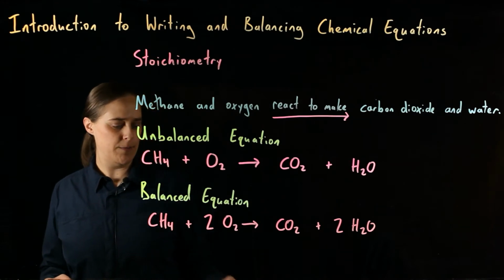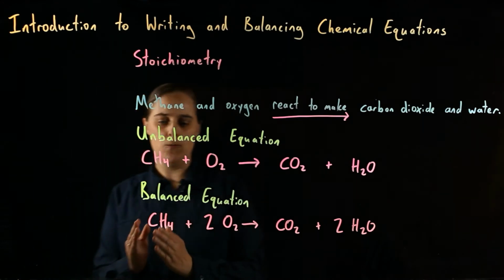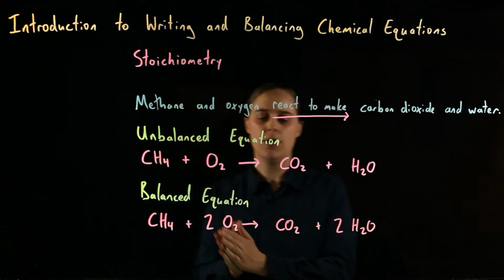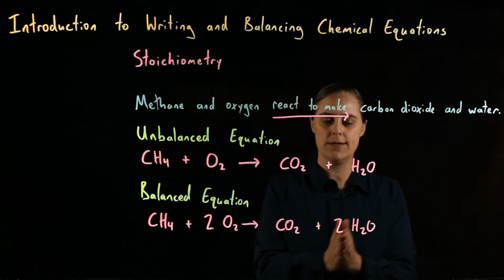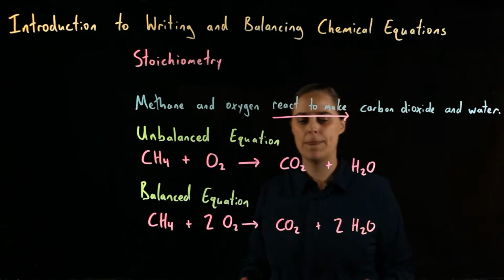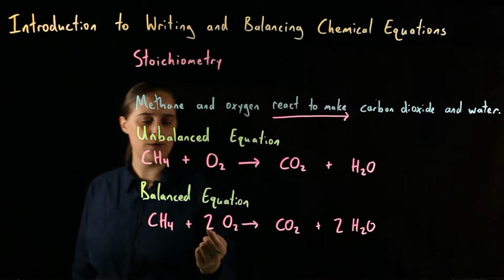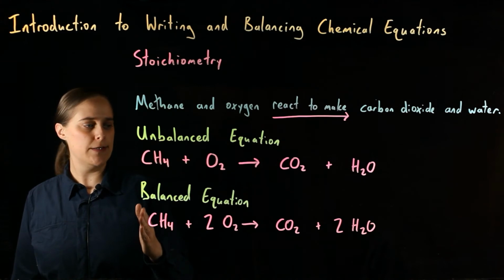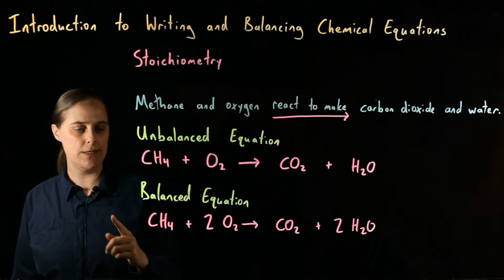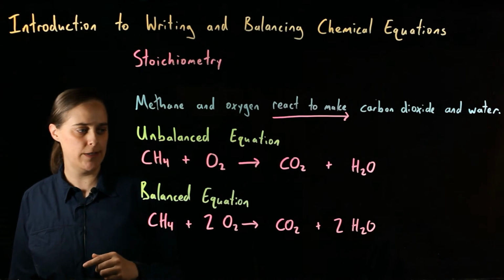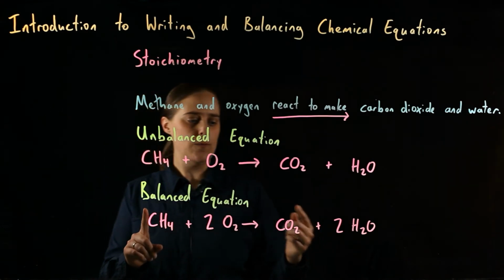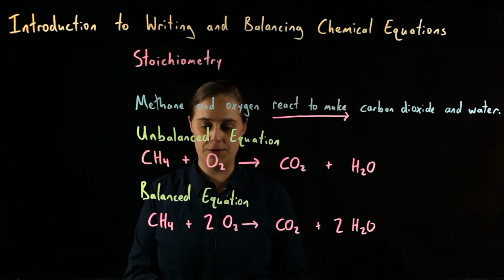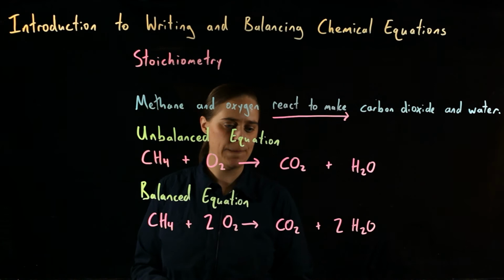So notice a couple of details. We have 1 molecule of methane reacting with 2 molecules of oxygen to make 1 molecule of carbon dioxide, 2 molecules of water. Notice that I only wrote 2's for the oxygen and the water. Typically, when there is 1 of a certain molecule, 1 molecule of methane, 1 molecule of carbon dioxide, people don't bother to write the number 1. If you do not see a coefficient written, that implies that it's 1.